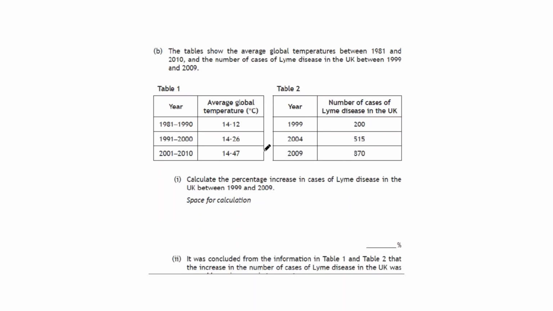Okay, and then part B. The table shows the average global temperatures between 1981 and 2010 and the number of cases of Lyme disease in the UK between 1999 and 2009. So we've got here Table 1, average global temperature for windows of time, and then we've got exact years where we've got the number of cases of Lyme disease in the UK. So first one: calculate the percentage increase in cases of Lyme disease in the UK between 1999 and 2009.